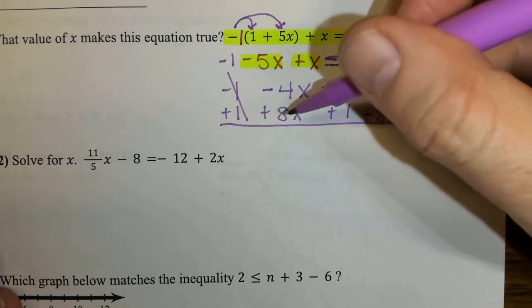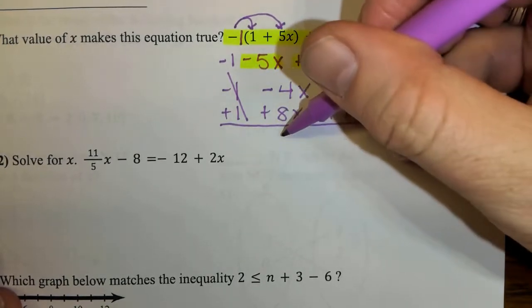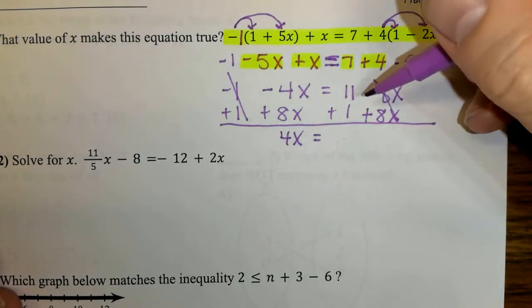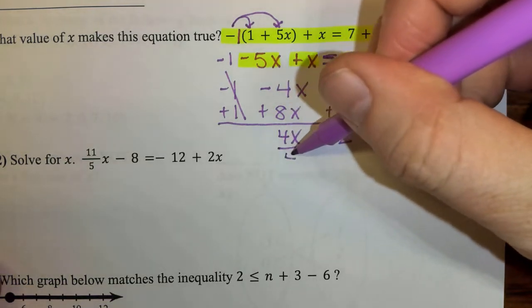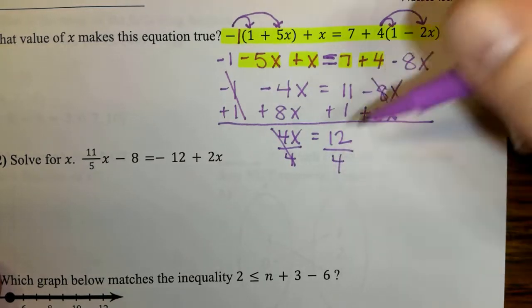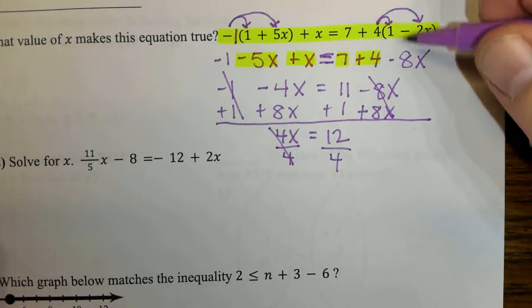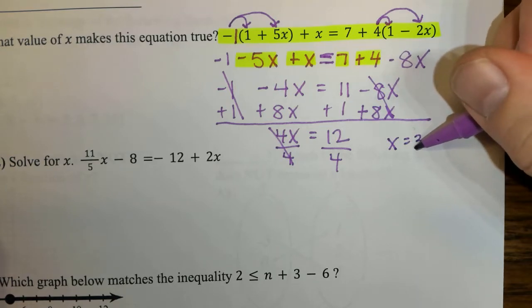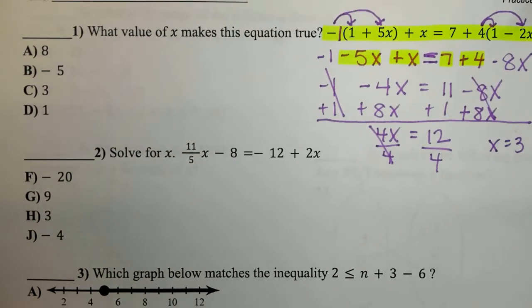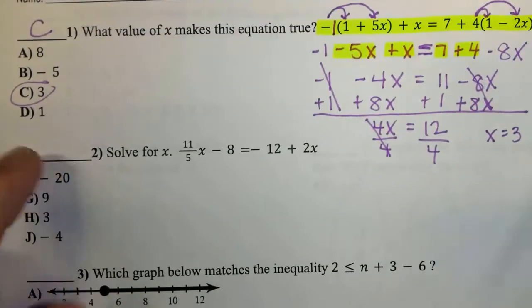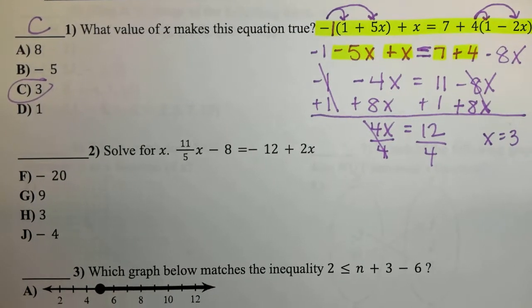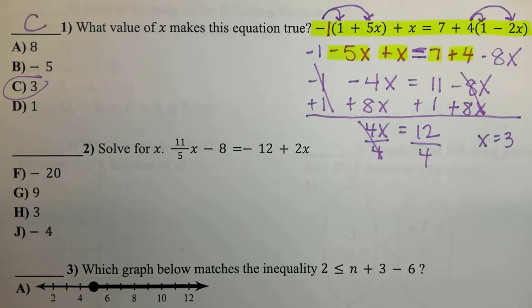All right, so I'm going to do negative 4x plus 8x, which is 8 minus 4 is 4x. And 11 plus 1 is 12. Okay? And my last step is divide, which most of y'all are pretty good at. And so x equals 3. And if I go to my answer choices, I have 3 is C right here. And that would be my correct choice. All right. So that is number 1.